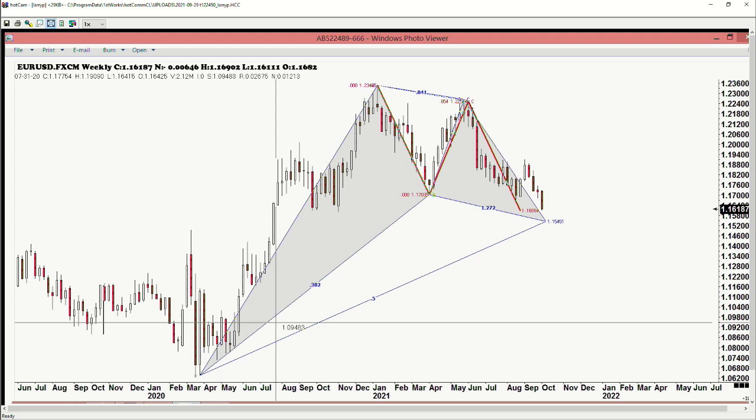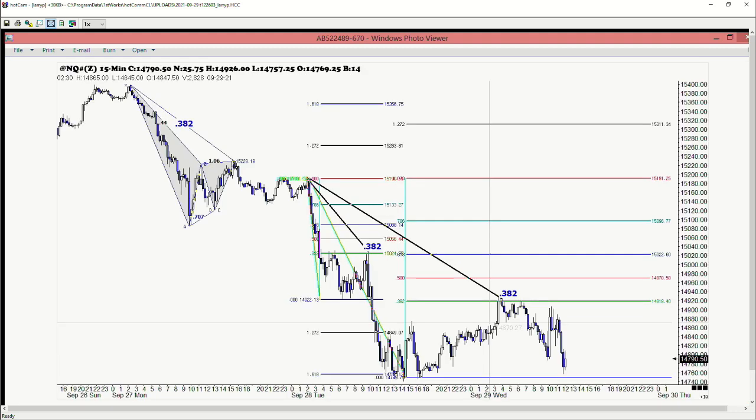Last few days, I give up. Okay, let's go back to Monday. You see, we had a beautiful 382 retracement there, just spot on. Okay, then the market breaks down. It makes another 382 retracement on Tuesday.